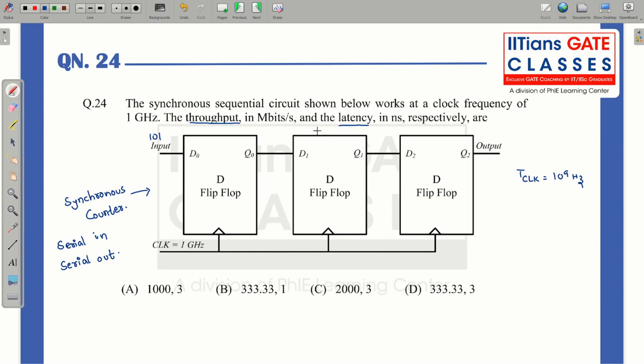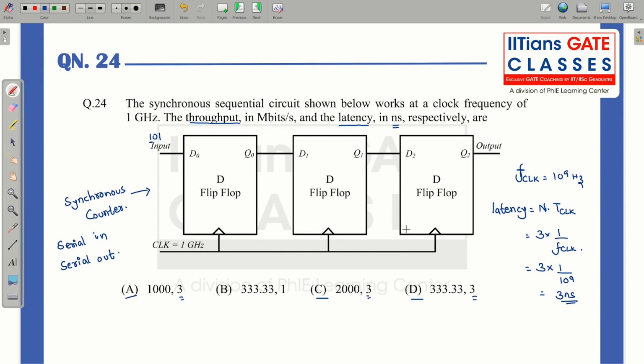Latency means that for a single bit, if it has to travel from here to here, what is the time required? Latency is given by n into TCLK, where n is the number of flip flops. Here n is 3, and TCLK is 1 by FCLK, since the frequency is given. So 3 into 1 divided by 10 to the power 9, which is 3 nanoseconds. Latency is asked in nanoseconds, and options D, C and A all have latency as 3 nanoseconds.